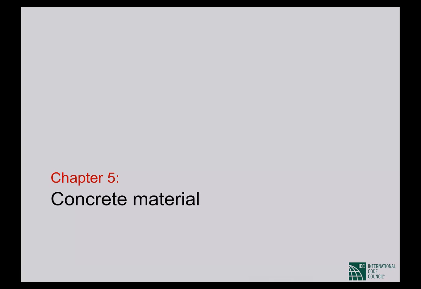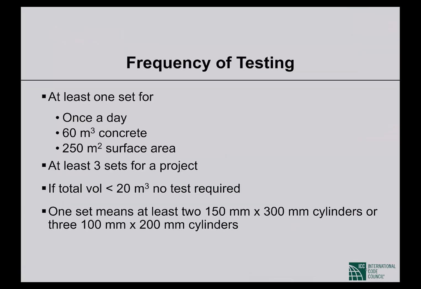Concrete material, this chapter is basically exactly the same as compared to the previous version of the code. I would still like to mention some issues. This is a very commonly asked question: how many sets of cylinders should we collect for testing? So, frequency of testing.